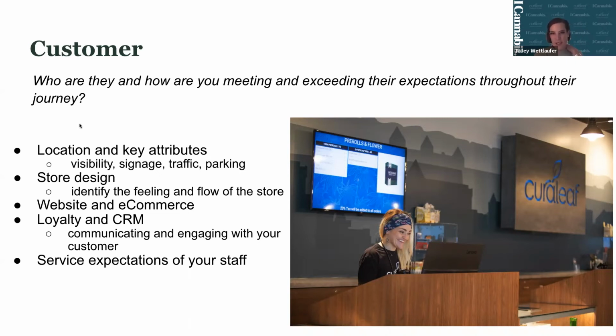Next is loyalty and CRM, which is customer relationship management. So again, as you think about your customer, it's not only are you getting them to purchase once, but how do I continue the relationship? How do I continue the conversation? And how do I ensure that they are loyal to our dispensary, right? Or your dispensary versus another? And this is a big thing in terms of how are you communicating with them? What are you communicating with them?